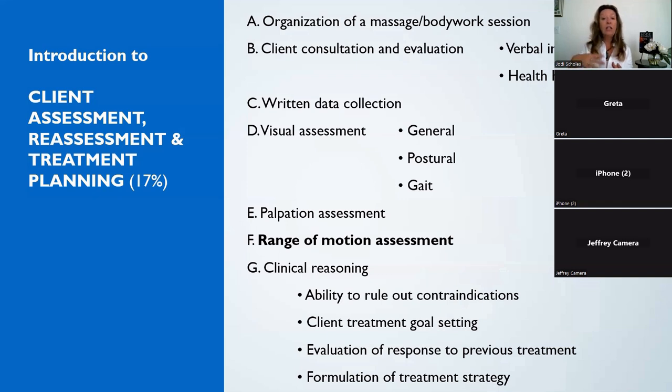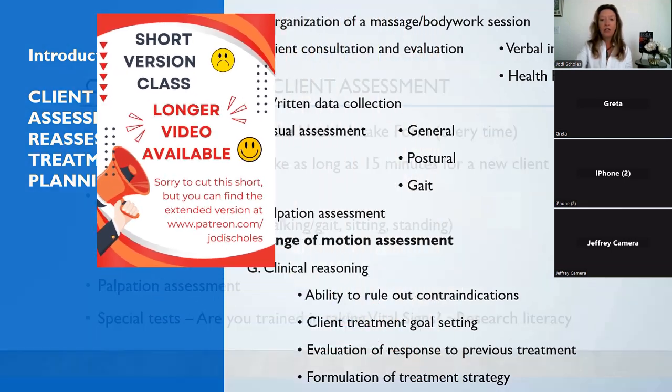Written data collection, so how you're collecting your data, how to do a visual assessment, we'll cover all of those, a palpation assessment. We're going to dive a little deeper on range of motion today. And then you'll also need to be able to use your clinical reasoning, right? How to figure out if there are any general or local contraindications. Client goal setting, evaluation, all that stuff, SOAP notes.